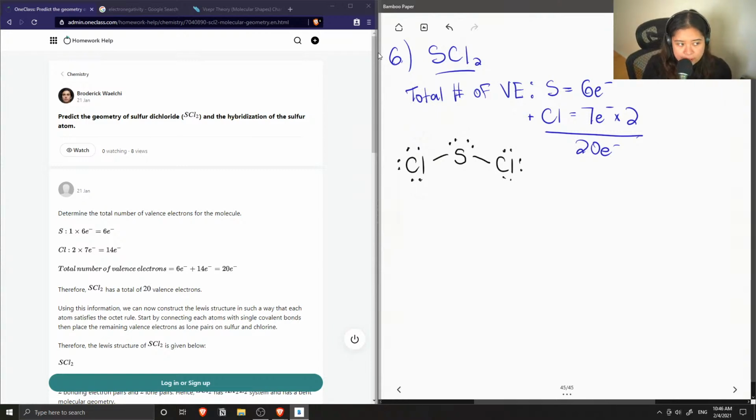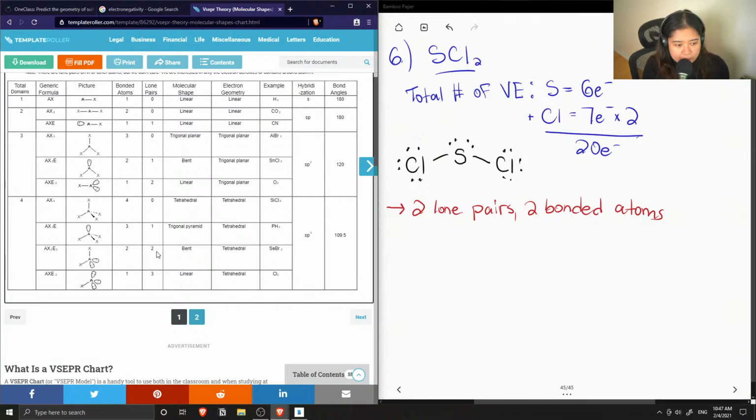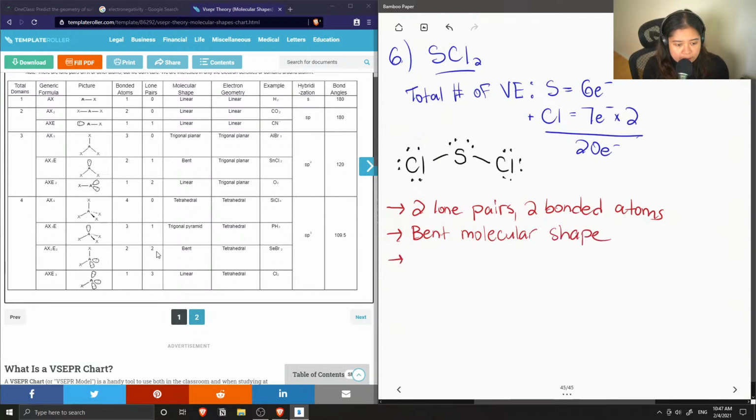So now we can predict the geometry and the hybridization by counting out the number of charge clouds our sulfur has. So sulfur has 2 lone pairs and 2 bonded atoms. So if we pull up a VSEPR theory chart, when we have 2 lone pairs and 2 bonded atoms, our molecular shape is bent. And our electron geometry is tetrahedral.